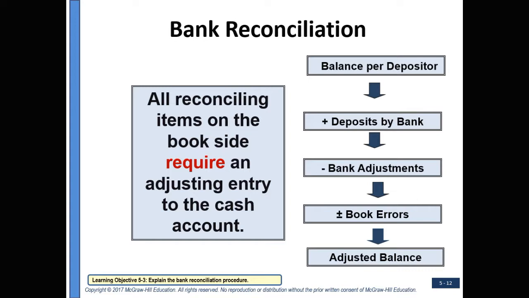You have in your books that the check is $100. The check presented to the bank and cleared is actually $1,000. That is a book error. You need to make an entry into your books to account for the other $900 that check was. You need to correct the cash account.